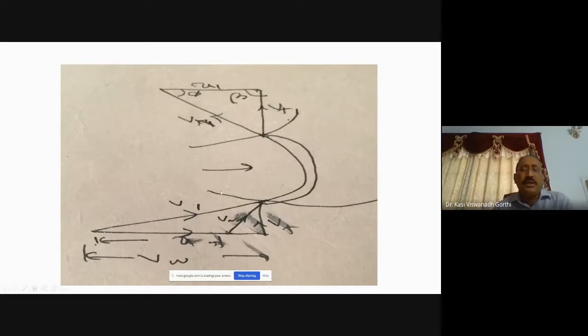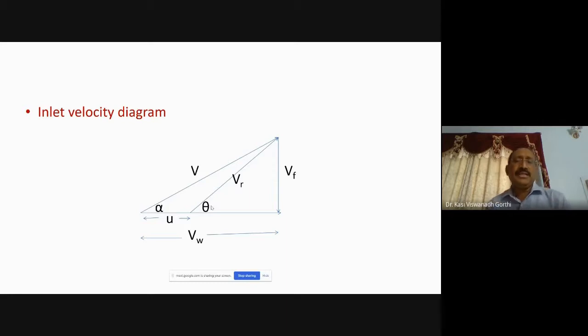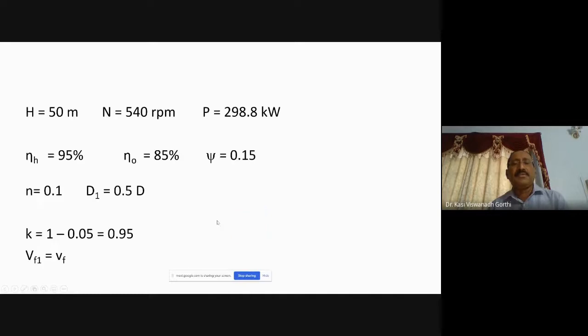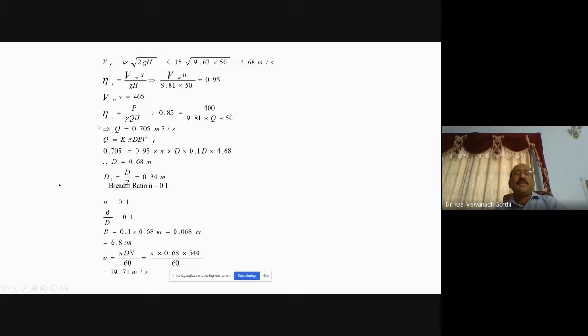What you need to compute here is that you need to go by the simple step-by-step procedure which is given in the design. The same procedure you need to follow. So inlet velocity diagram is given, outlet velocity diagram is given. Head H is 50 meters, speed is 540, power is 298.8 kilowatts. Hydraulic efficiency, overall efficiency, psi, n, and D1 equal to 0.5 times D, and K is equal to 1 minus 5 by 100, 0.95, and velocity of flow remains constant, Vf is equal to Vf1. So follow the step-by-step procedure.